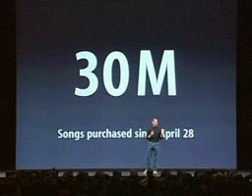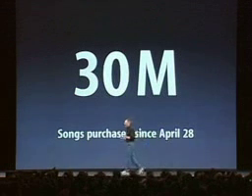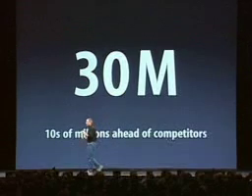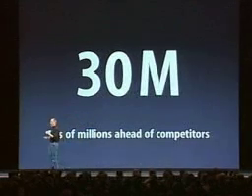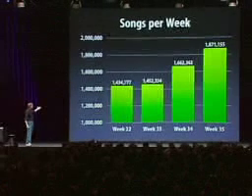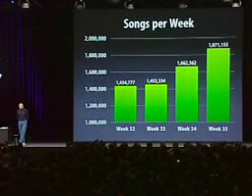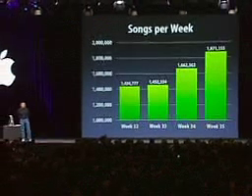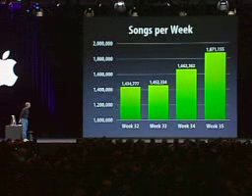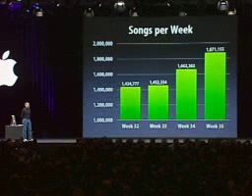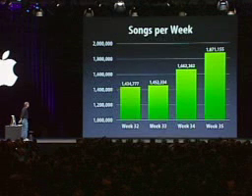30 million songs purchased and downloaded, and this is tens of millions of songs ahead of our competitors. The gap is getting bigger and bigger as each month rolls on. This is just the songs per week for December. As you can see, we're getting close to that 1.9 million songs a week, which if you multiply it by 52 weeks of the year is 100 million songs a year. So we're moving in on a 100 million song a year rate with the iTunes Music Store.